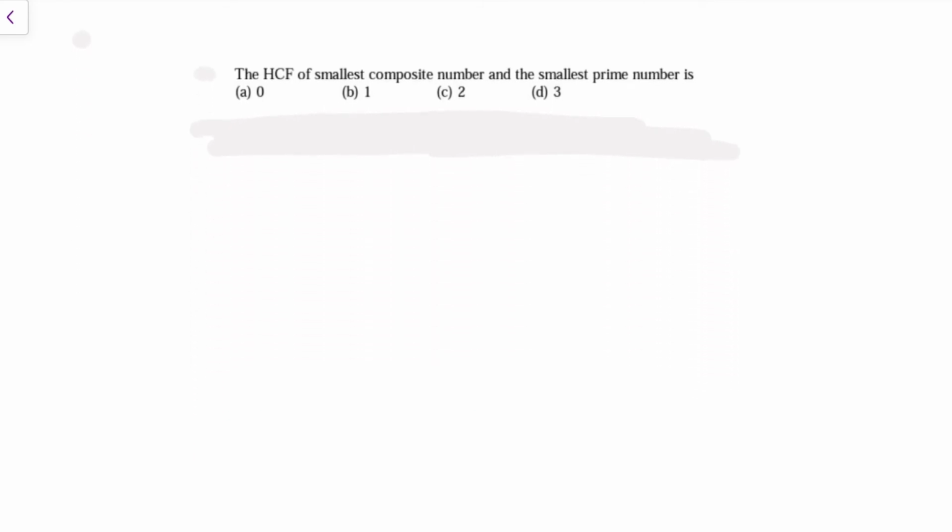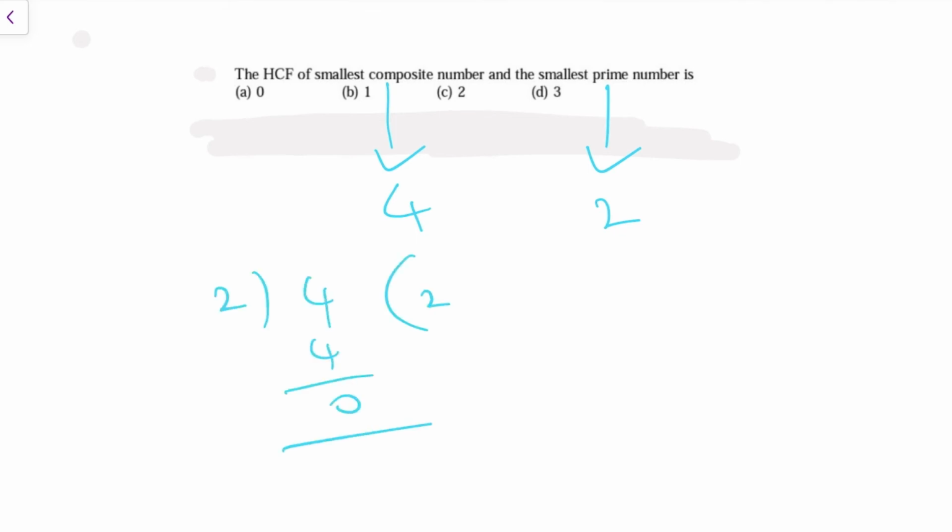Next, the HCF of the smallest composite number and the smallest prime number. First of all, what is the smallest composite number? That is 4. And the smallest prime number? That is 2. So we need to find the HCF. By simple logic, 2 and 4 are both consecutive even numbers, so the HCF of consecutive even numbers is 2. Otherwise, do the HCF division: 2 2s are 4, 0 remainder. Whenever we get 0 remainder, we stop the process, and at that time the divisor becomes the HCF. So 2 is the HCF. Option C is the correct option.